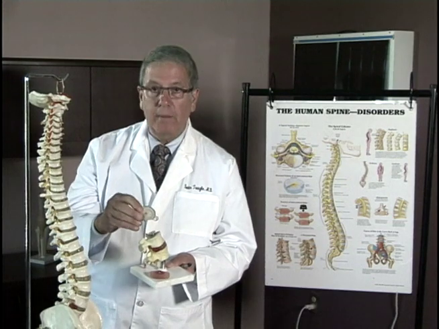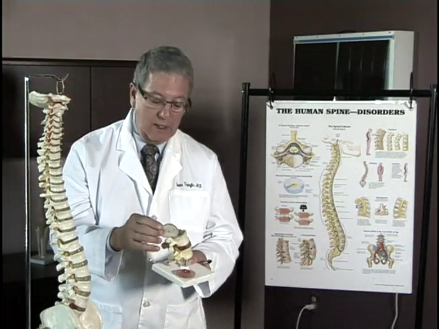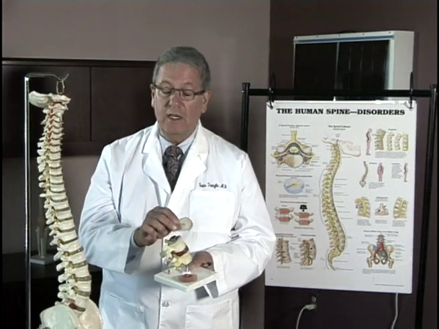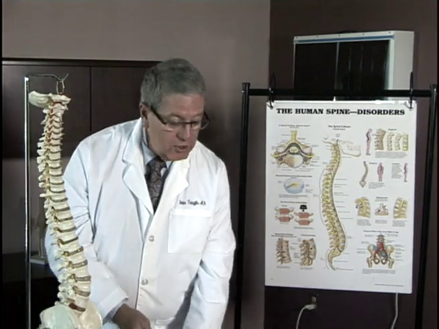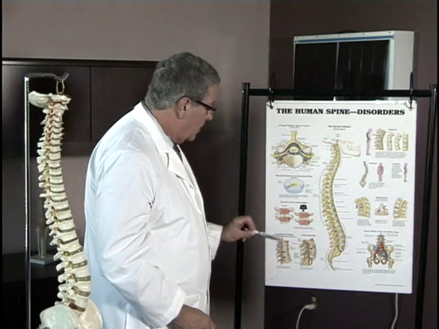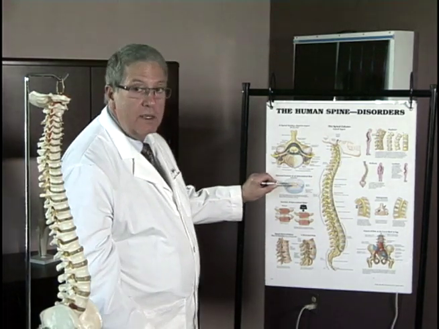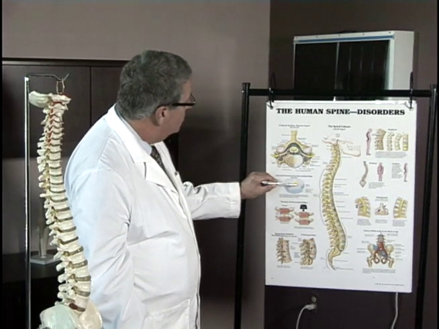The discs are these hockey puck-like things that are in between the vertebral bodies, the bones, that give us structure and give us cushioning effect. If you actually look on the documents I have here, you will see that a typical disc is like a hockey puck with a soft, semi-solid center and fibrous tissue all around.